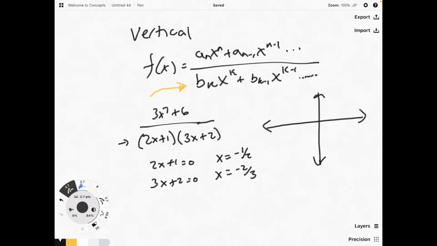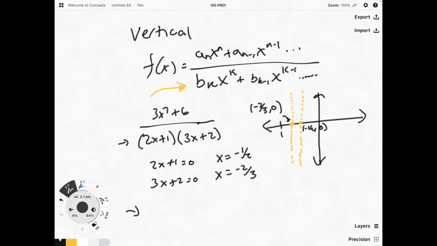So if this is 1 here, we would have a vertical asymptote at this point of negative 1/2, 0. And then we would get our second asymptote at negative 2/3, which would be here, and that's equal to negative 2/3, 0. So this tells us that the graph will not touch any one of these lines.